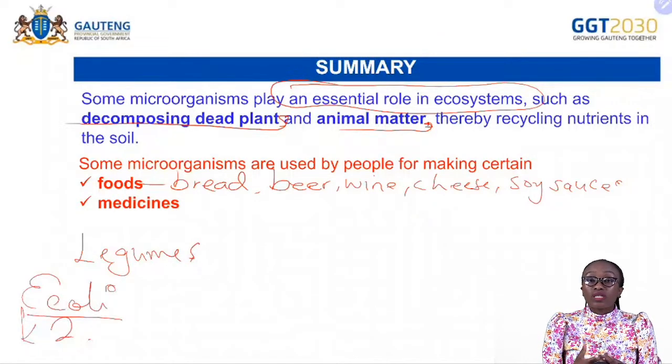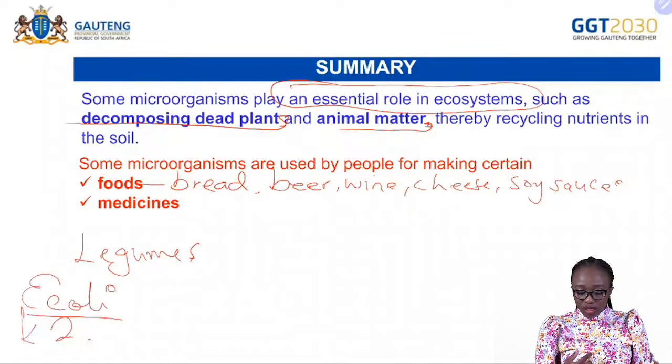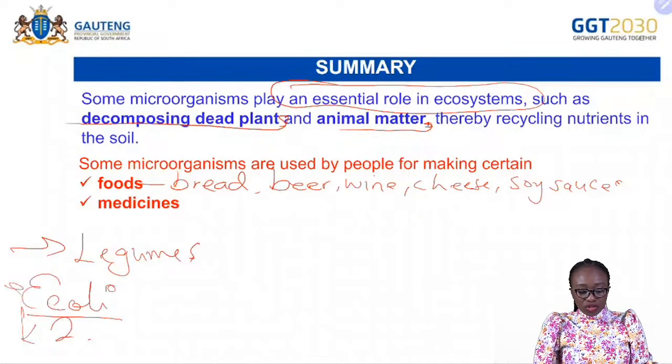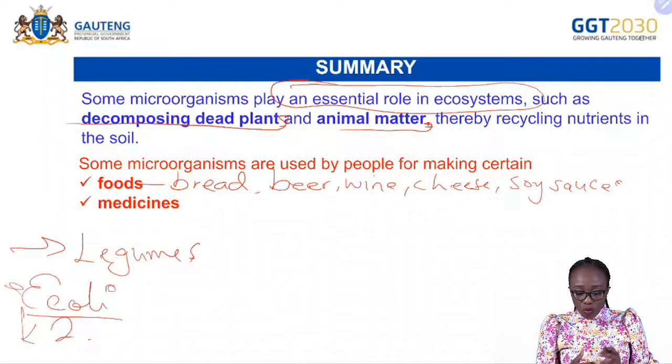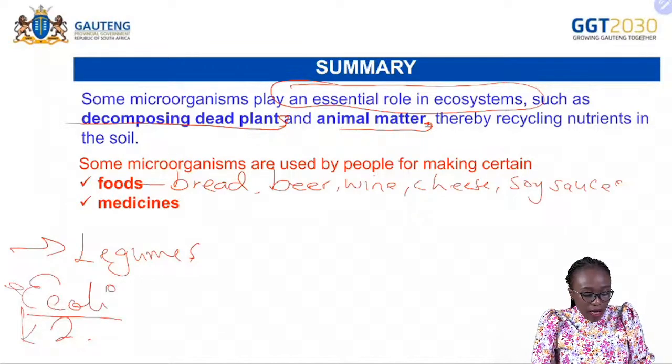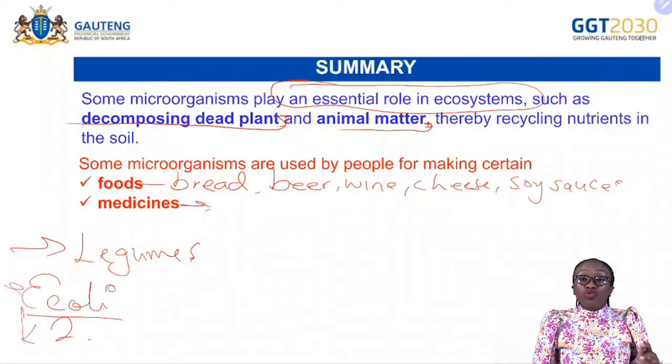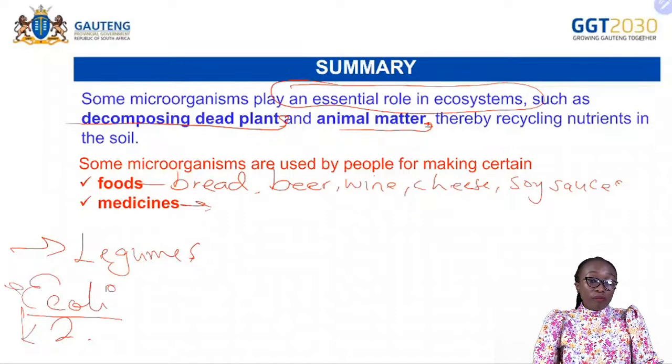So microorganisms are found all over. They are found in nature. They are used by legumes and mammals in symbiotic relationships, and they are also used in industry by humans to manufacture different foods: bread, beer, wine, cheese, and soy sauce. Microorganisms are also used in the manufacture of medicines.